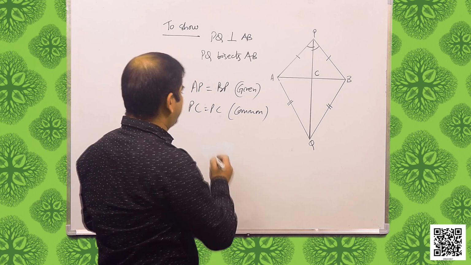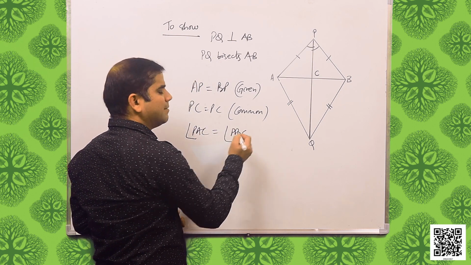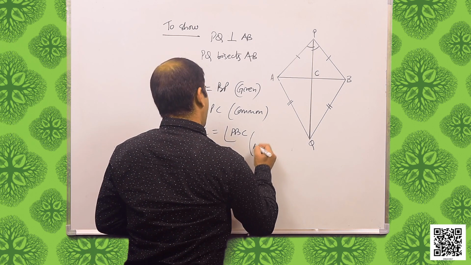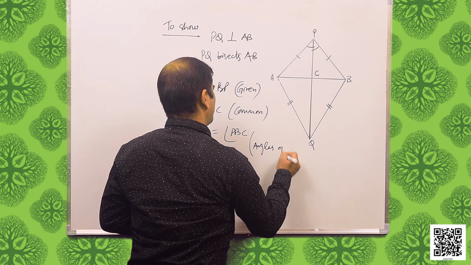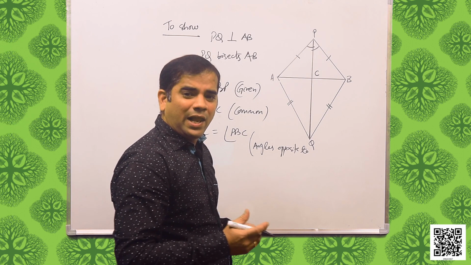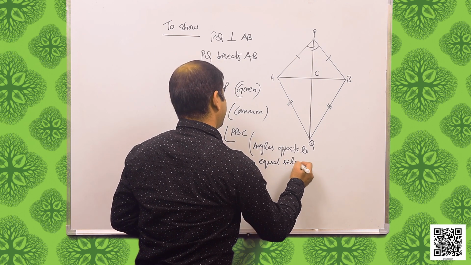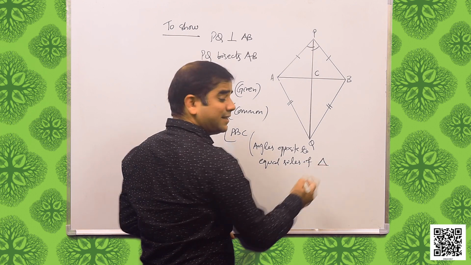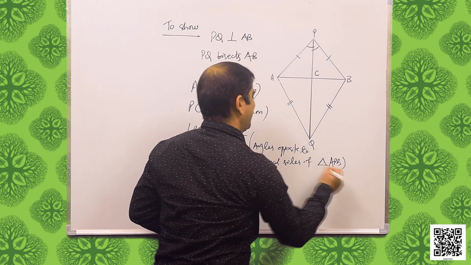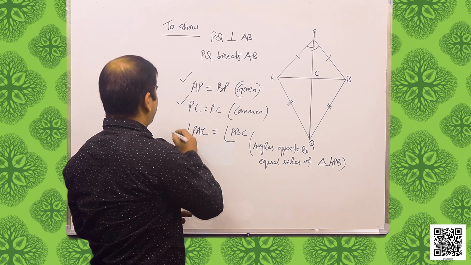And angle PAC is equal to angle PBC. Why? Because angles opposite to equal sides of triangle APB. Exactly, triangle APB. But in this case, we have two sides and another angle.